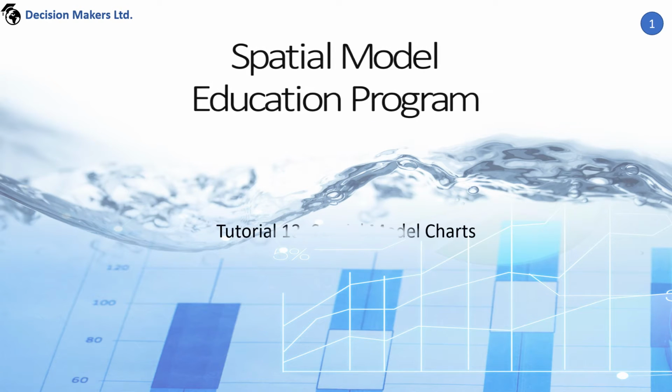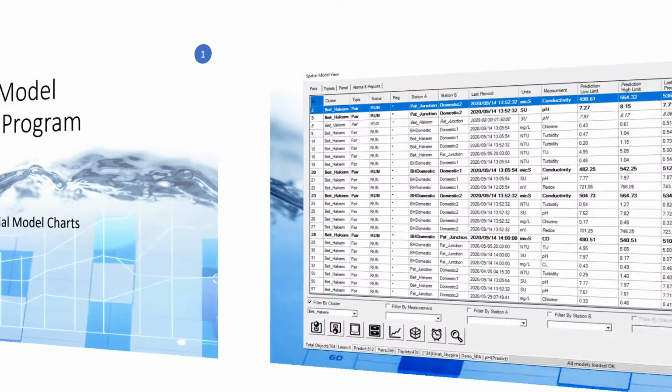Hello, and welcome. The following tutorial will talk about pairs and triplets charts. These are the main tools for visualizing spatial model data. Once you are done with this tutorial, you will recognize the different charts available in the spatial model, how to produce each one of them, and what is the information delivered by each chart type.